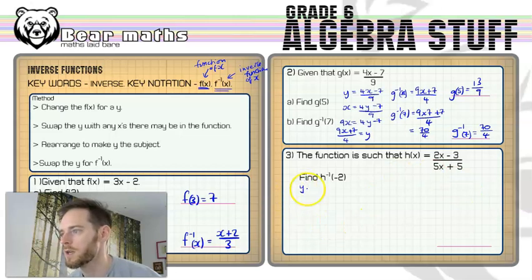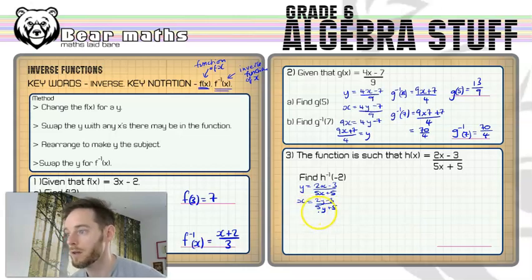So y is what we're going to change the h of x to. y equals (2x minus 3) over (5x plus 5), right? Then I'm going to swap the x's and the y's. There's an x there and an x there, and they're both going to become a y. So x equals (2y minus 3) over (5y plus 5).